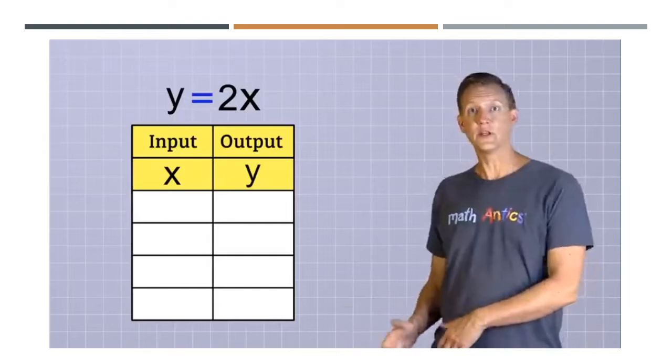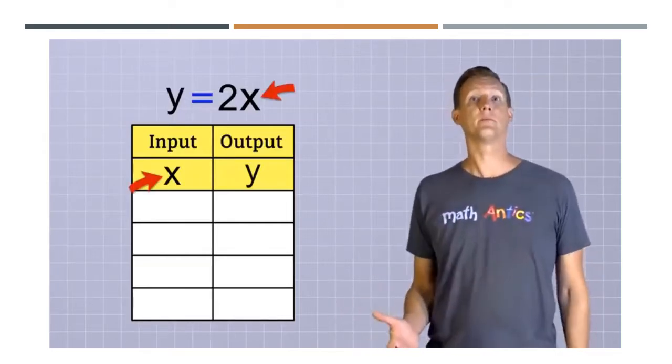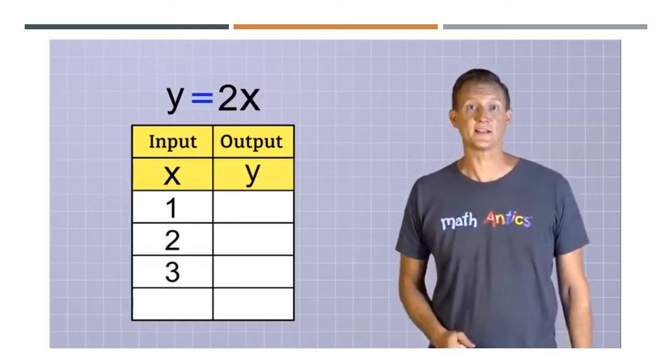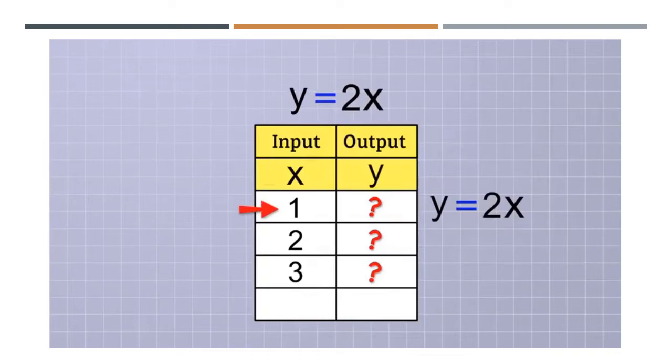For this function, we could choose any number at all for the value of x. But to keep things simple, let's just try inputting 1, 2, and 3 as values of x and see what outputs we get for our table. If we input the value 1, in other words, if we substitute the value 1 for the x in our equation, then we get y equals 2 times 1, which simplifies to y equals 2. And since y is our output variable, we put a 2 in the output column.